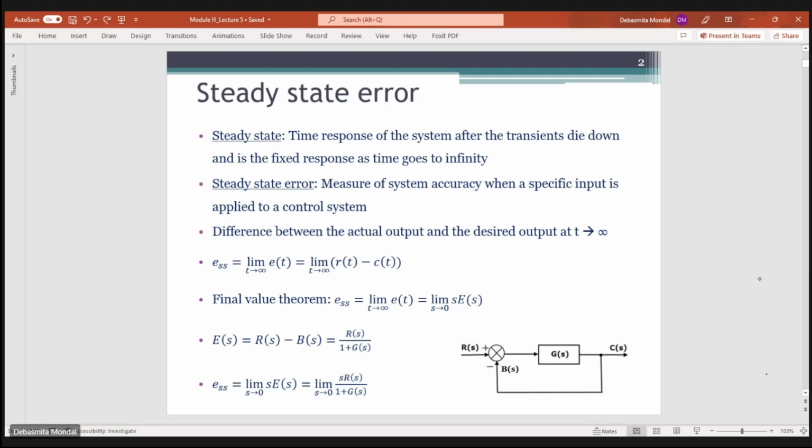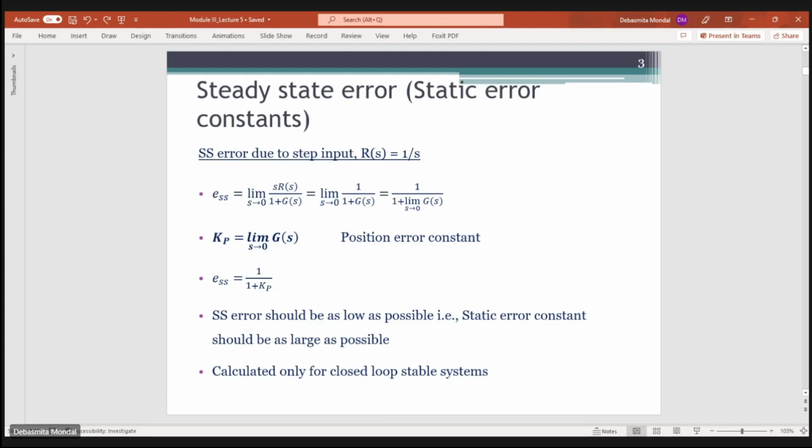So if you want to write the expression for the steady state error, you can write it either as limit t tends to infinity e(t), or you can use the final value theorem. In case you don't know the exact time domain expression for this error, you can use the Laplace transform of that expression and find the steady state error as limit s tends to 0 of s times E(s). Now there are three different types of static error constants.